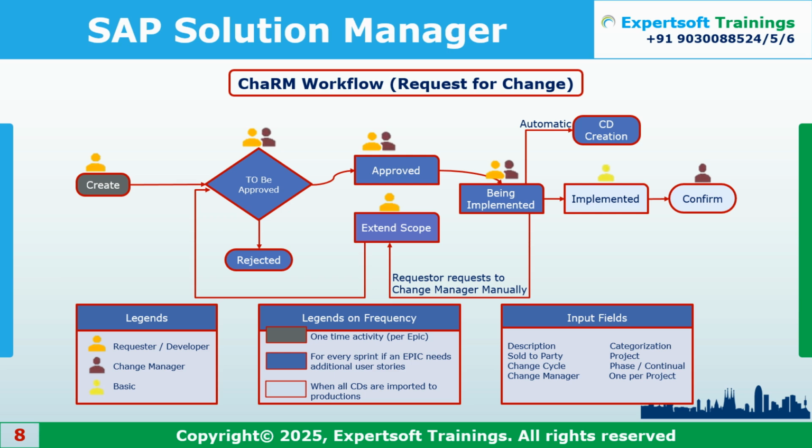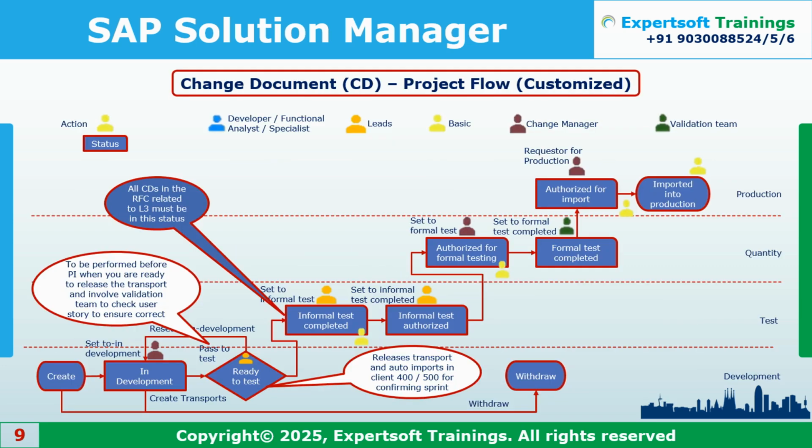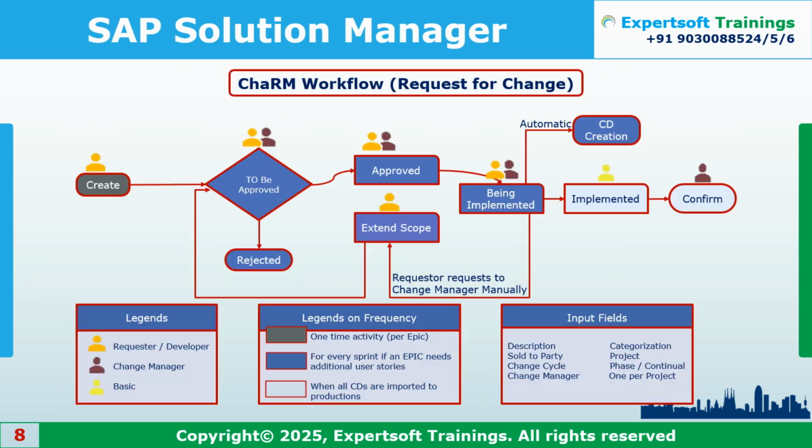Once the change document is in development status, a TR will be created. Create transports, if you can see below. In development, the transport will be created. And while coming back to the request for change, if the developer wants another change document to be created, he will go back to extend scope and create a new change document.